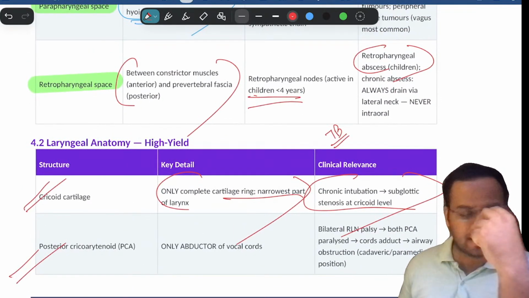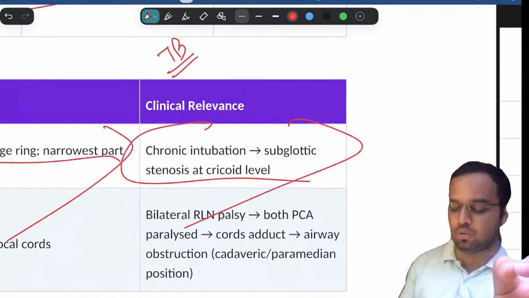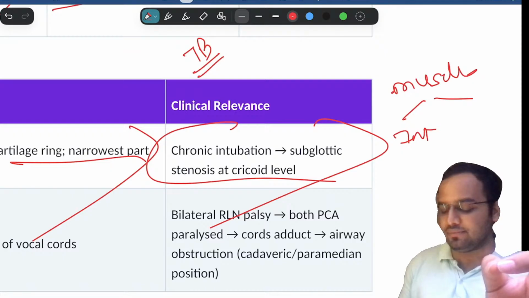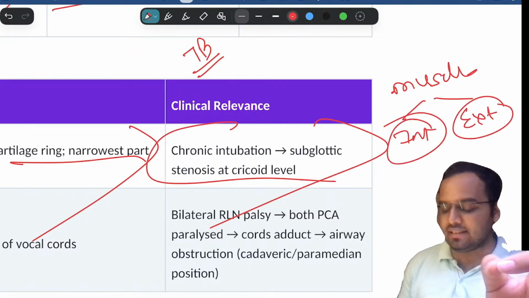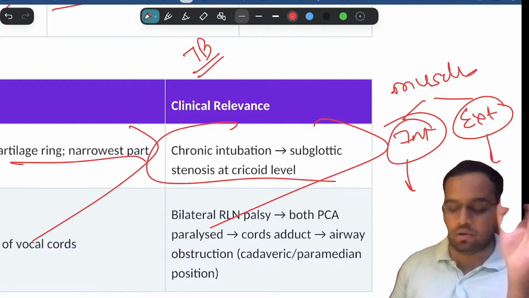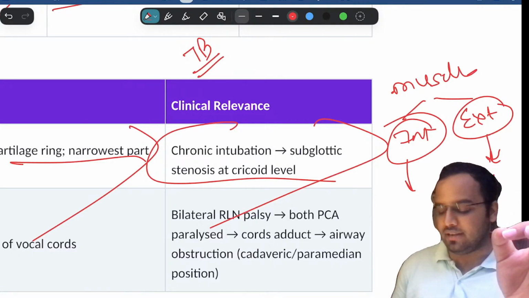Sir, what is posterior cricoarytenoid? So remember that the muscles of the larynx are divided into 2 components. If you can recall the anatomy, they are intrinsic and extrinsic. The intrinsic muscles are the muscles present inside the laryngeal cavity, and the only extrinsic muscle, or the externally appearing muscle, is the cricothyroid.